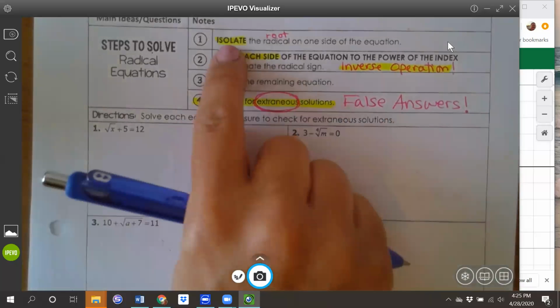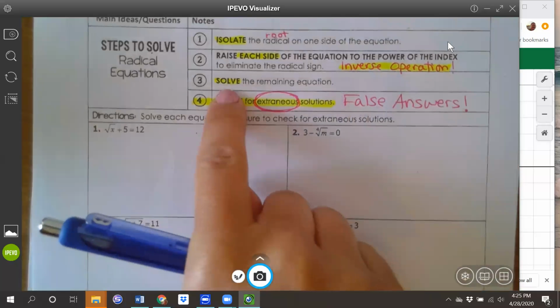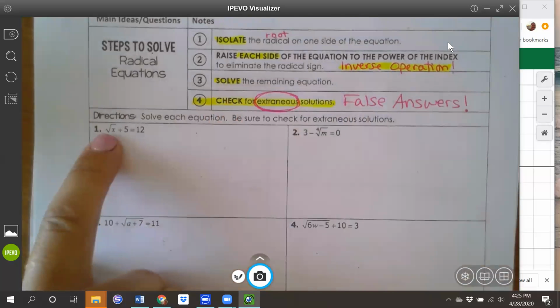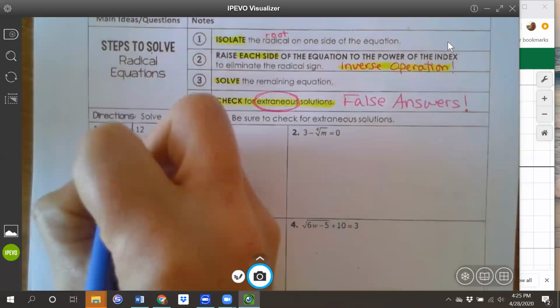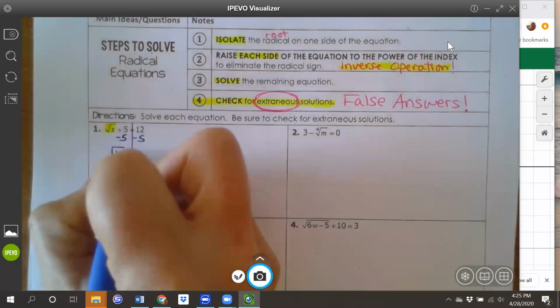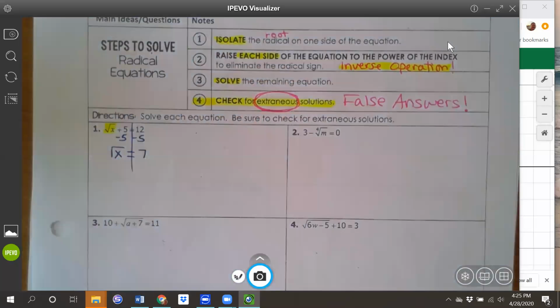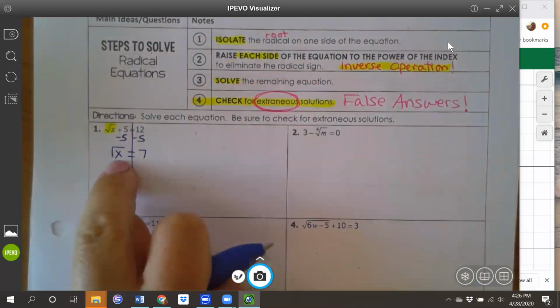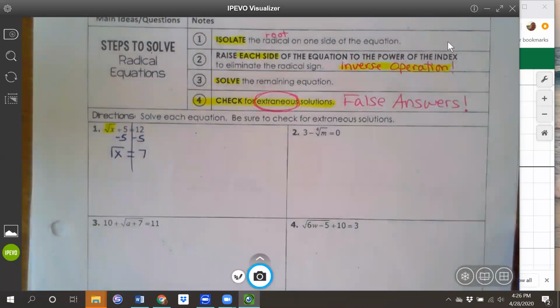So we're going to isolate, we're going to use an inverse operation, and then we're going to finish up solving. So I need to isolate. That means that I need to get this square root of x by itself. How do I do that? Well, I'm going to subtract 5 on both sides. So that's going to give me a square root of x equal to 12 minus 5 is 7. So now I need to get the x by itself, and I need to kill off the square root.